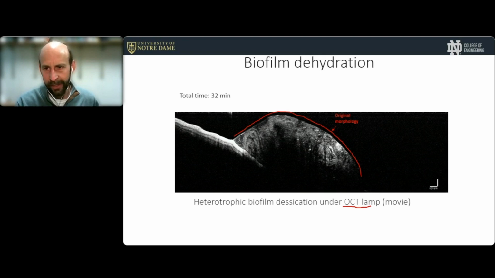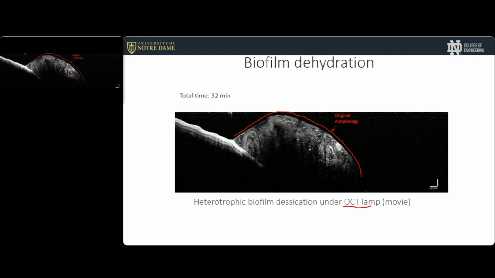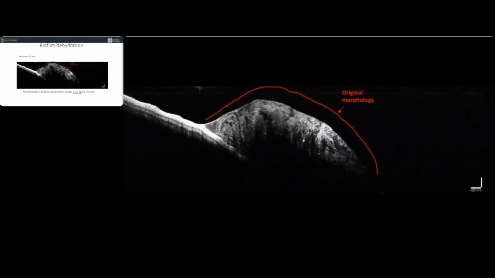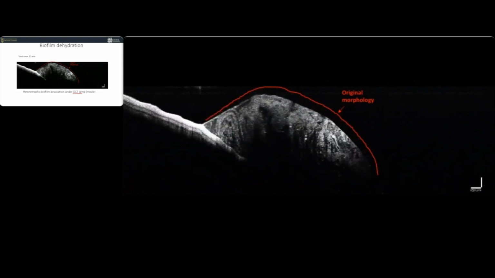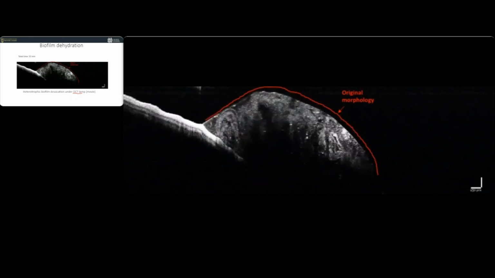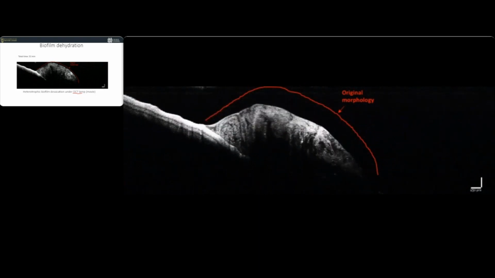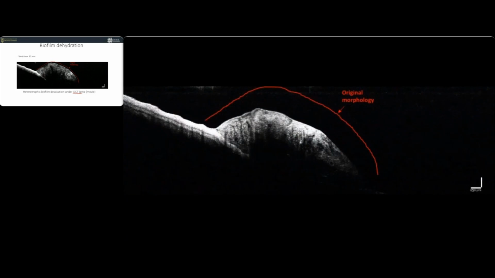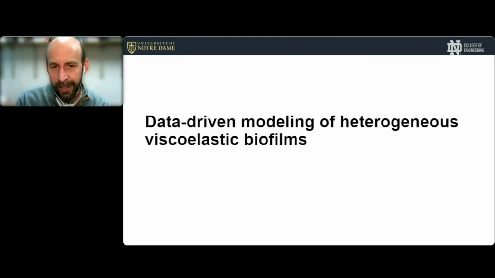So let's take a look at this shrinkage. And please notice, as it shrinks, the OCT signal intensity increases. It becomes brighter. And we believe that's because the cells are concentrating. There's less liquid between the cells, so we get a brighter signal. So we thought this would be an interesting tool to use to map the cell concentration or cell density within biofilms.